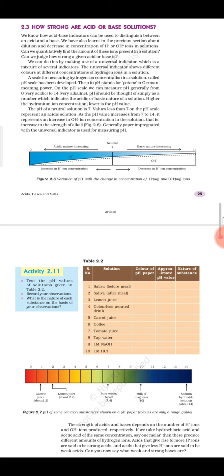So this is only the introduction, and basically today we have discussed weak acid and strong acid. Now we will continue with the pH scale, what the formula of pH is and how it works. So first, just understand weak acid and strong acid.